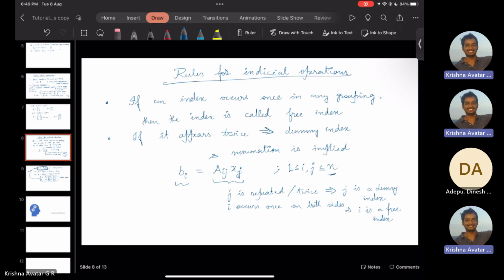And the summation notation which I had mentioned is also known as Einstein's notation, and this is for any indicial operations. However, it was Einstein who introduced the meaning of summation without explicitly using the summation operator, which is this.